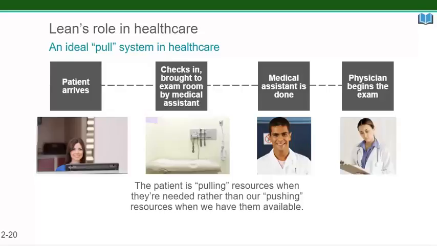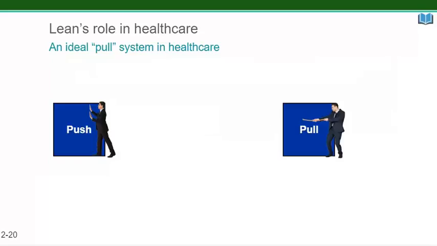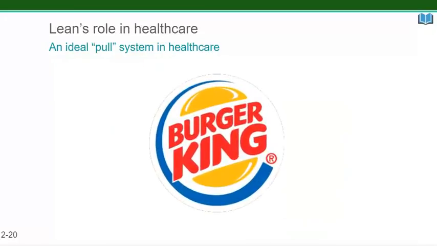Maybe, or maybe not. But understanding push and pull so you can evaluate and adopt the role it could play in improving your processes is an important step in developing your lean leadership skills. By the way, over the years, McDonald's has had to completely change from push to pull to match the customizability of the competition. Have it your way at Burger King.